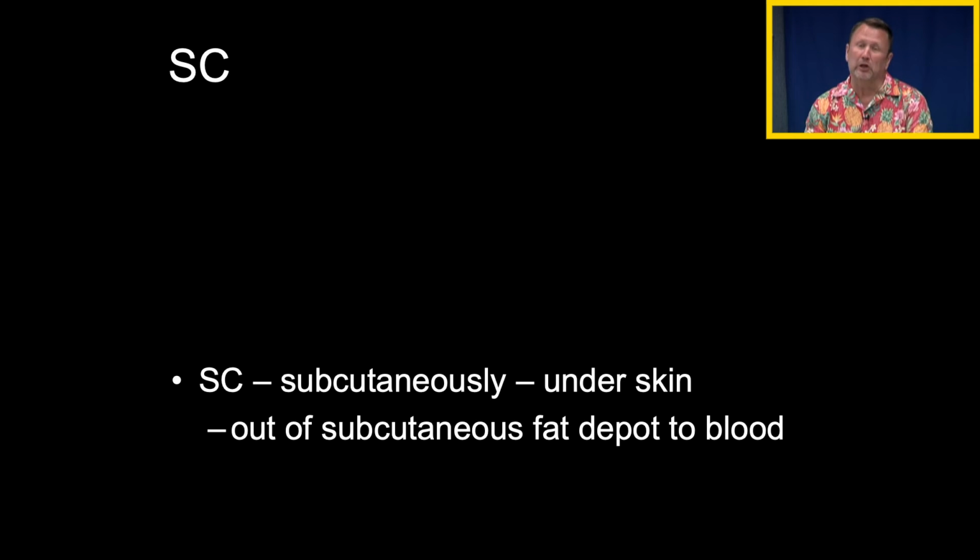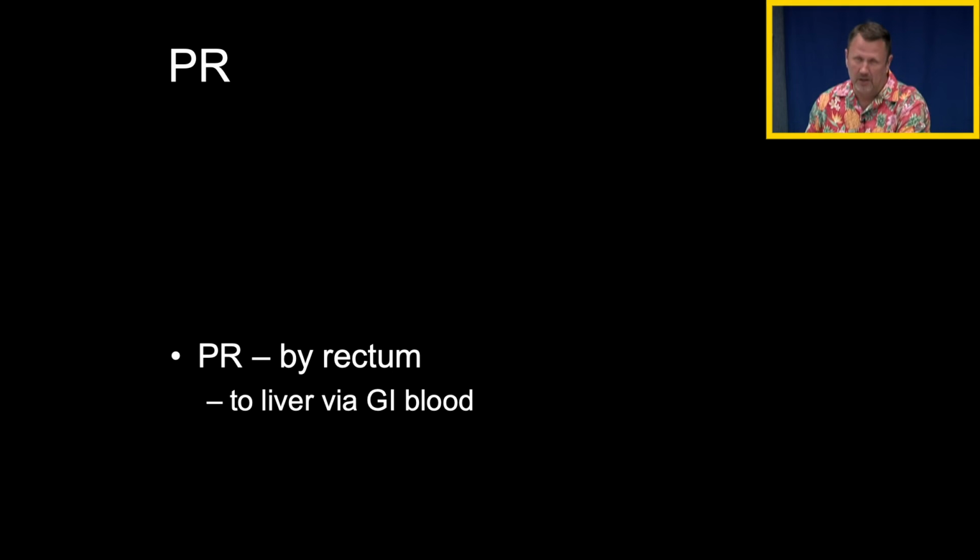SQ is not the cute abbreviation for subcutaneous. Subcutaneous is SC, under the skin. And so we'll give insulin subcutaneously, like in the abdominal fat pad. We'll put the insulin in the subcutaneous tissue, and that'll be a great place for sustained release of insulin. So that's subcutaneous. PR means by rectum.